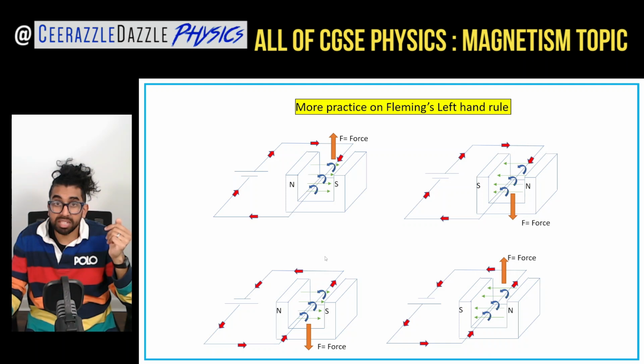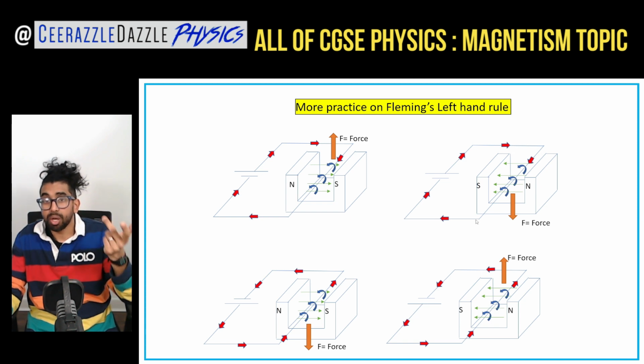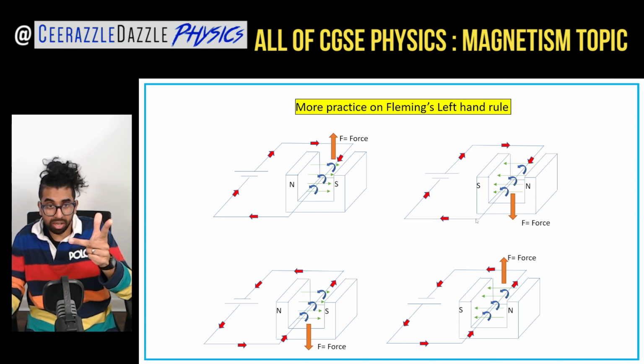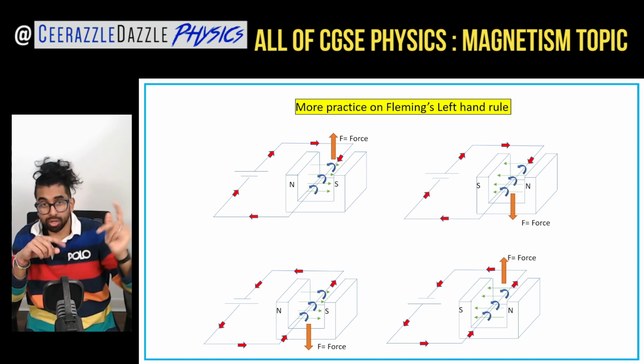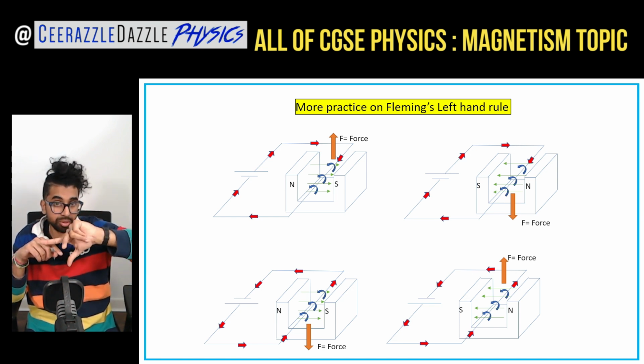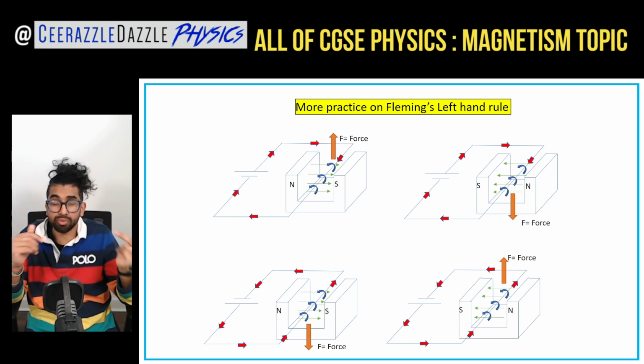More practice on Fleming's left-hand rule. So over here I've got 1, 2, 3, 4 diagrams, and they're slightly different. Look carefully, they're slightly different. What you're going to do is you should be able to take out your left hand and verify the direction of the force. Don't forget, when you're using Fleming's left-hand rule, you should do the field direction first, then rotate your hand for the current. So do the field first, rotate your hand for the current, and then you can determine the direction of the force by which way your thumb is pointing.